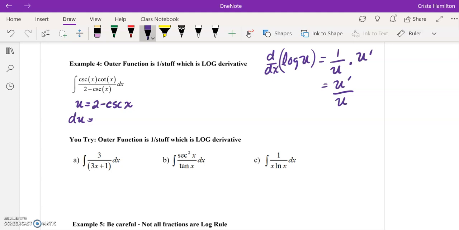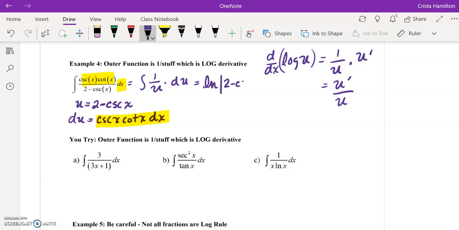So a negative times a negative, because of the minus that's right there, would become cosecant x cotangent x dx in differential form. So while this looks really complicated, you're really integrating 1 over u, and then the whole top and this part right here is that part right there. That becomes your du. So the antiderivative of 1 over u du is the natural log absolute value of u. I'm going to go ahead and put it back in, cosecant of x plus c.